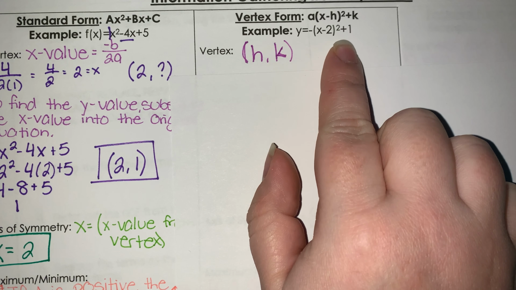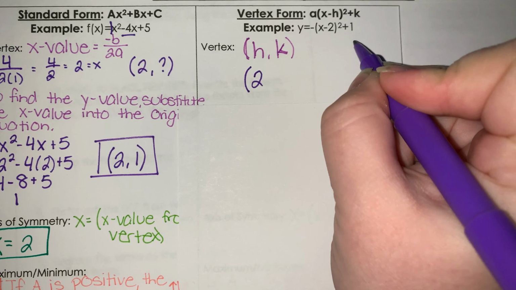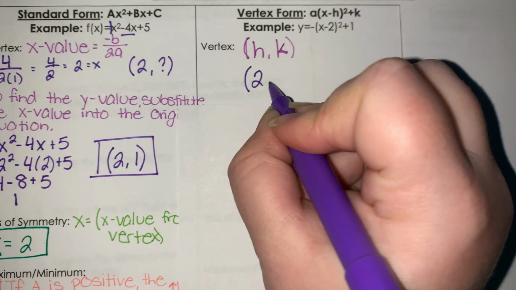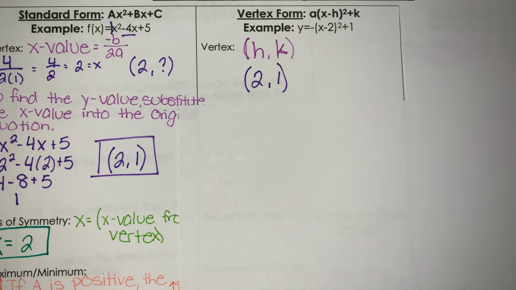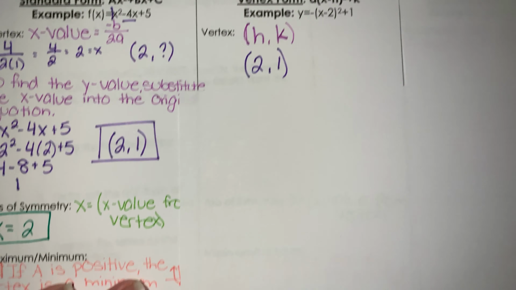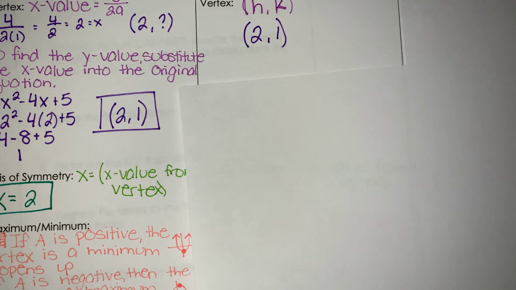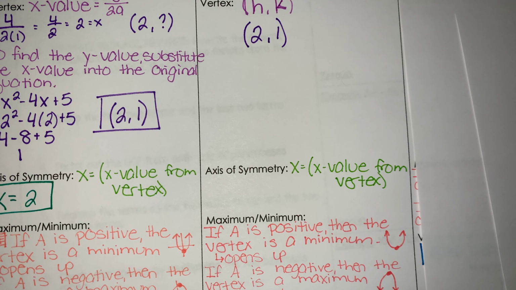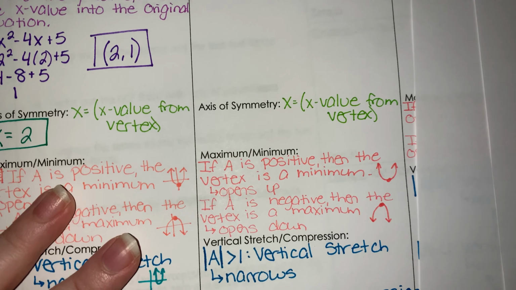So although this looks like a -2 inside my parentheses, this 2 is actually positive because in our original vertex form, it's always minus. So in this example, it's not a -2 h value, it's a positive 2 h value. And my k value right here, this sign does not change. So because it's a positive 1, it remains a positive 1. So there's my vertex.